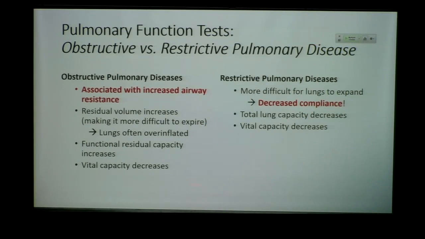And so these people have a hard time getting air in specifically. They can get air out just fine because there's no obstruction, but the compliance is where the problem is, and so they can't get air in as easily as a more compliant lung. So the total lung capacity decreases and the vital capacity also decreases.